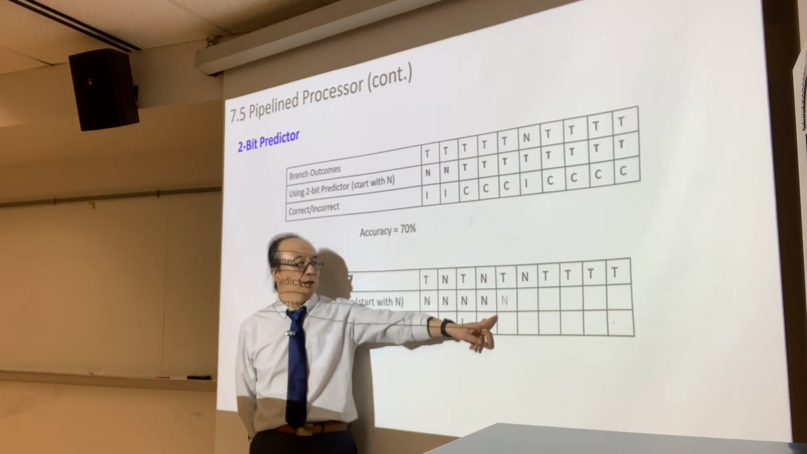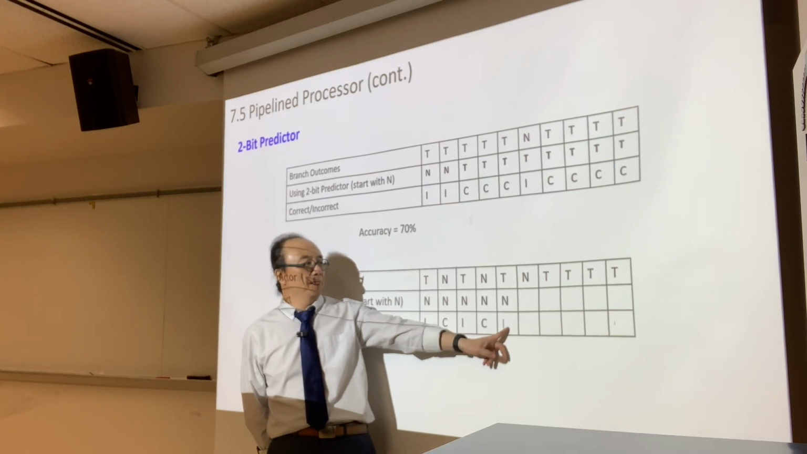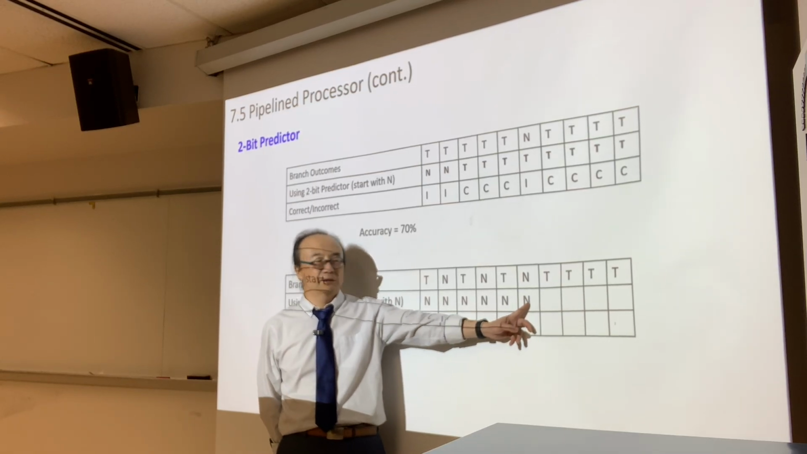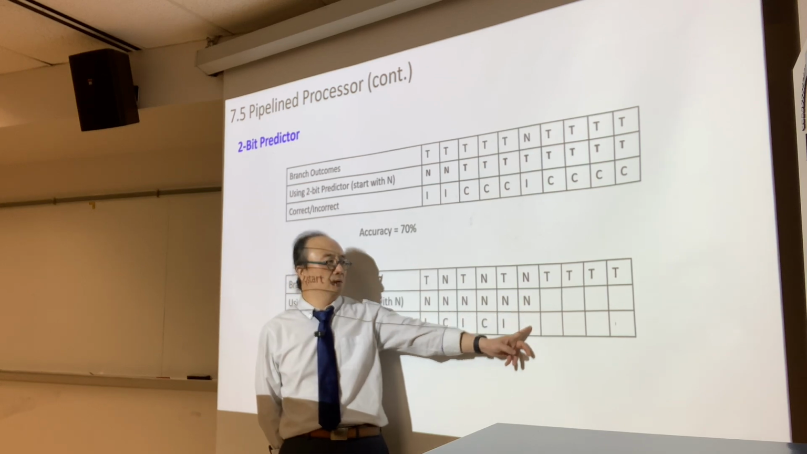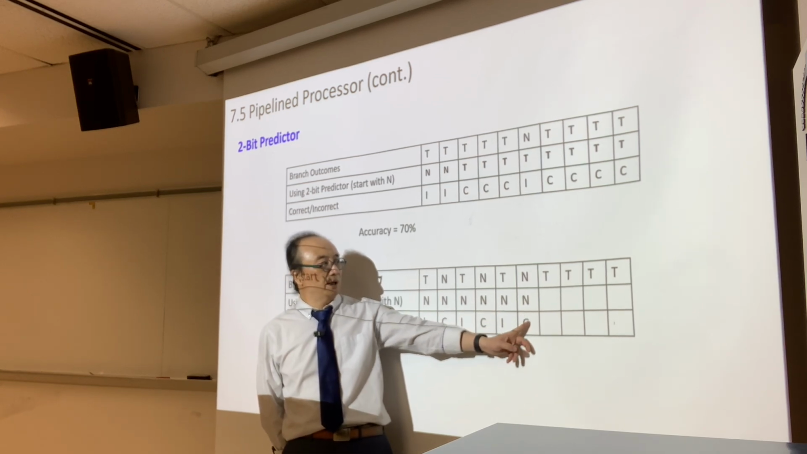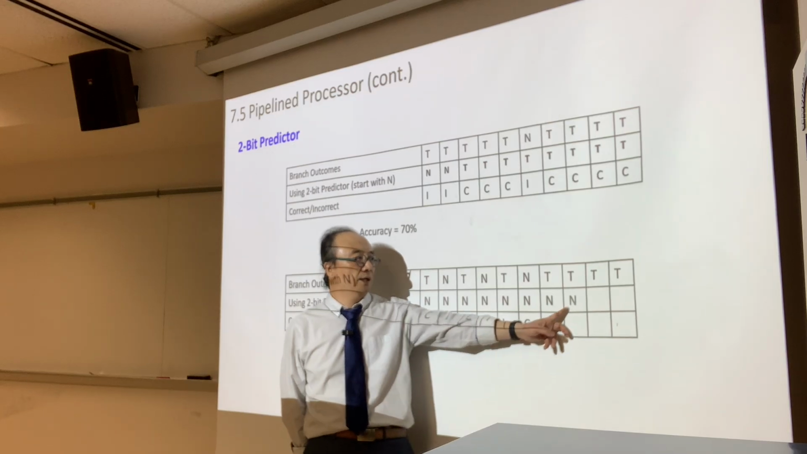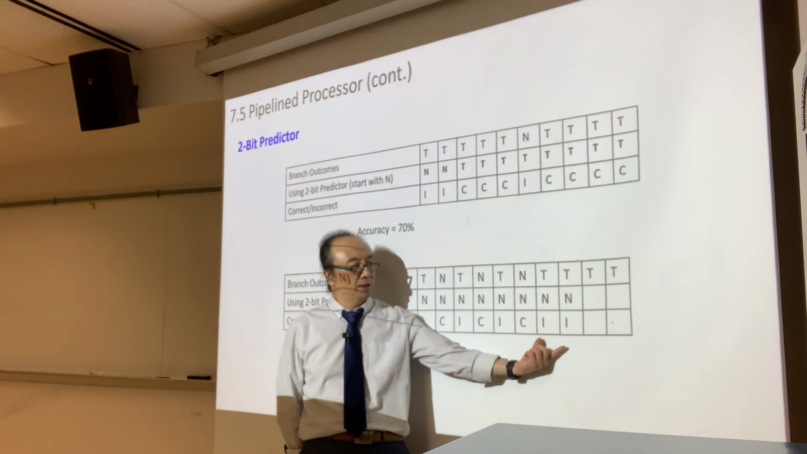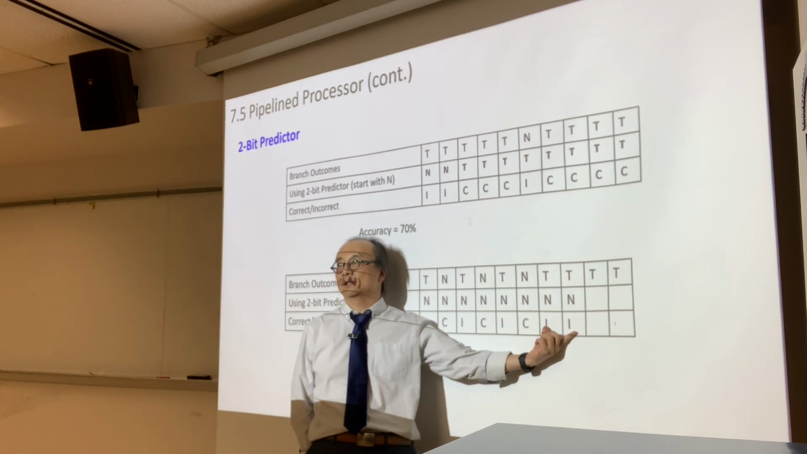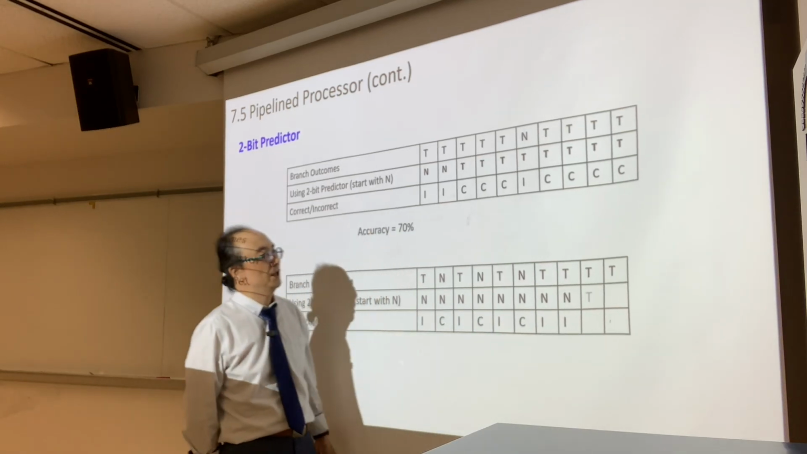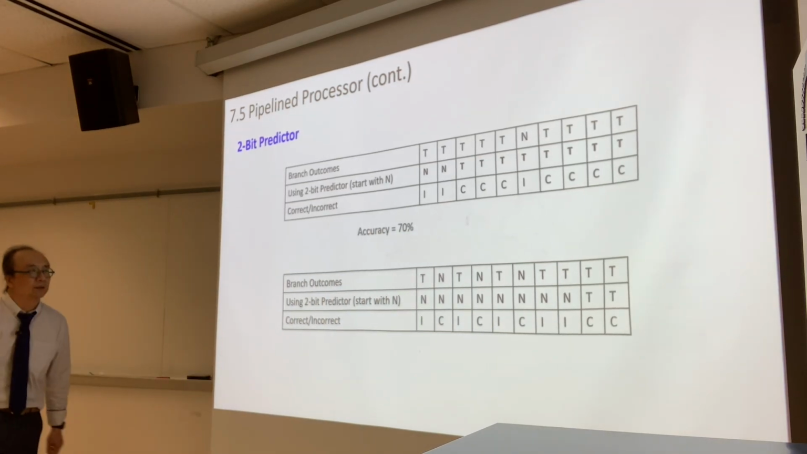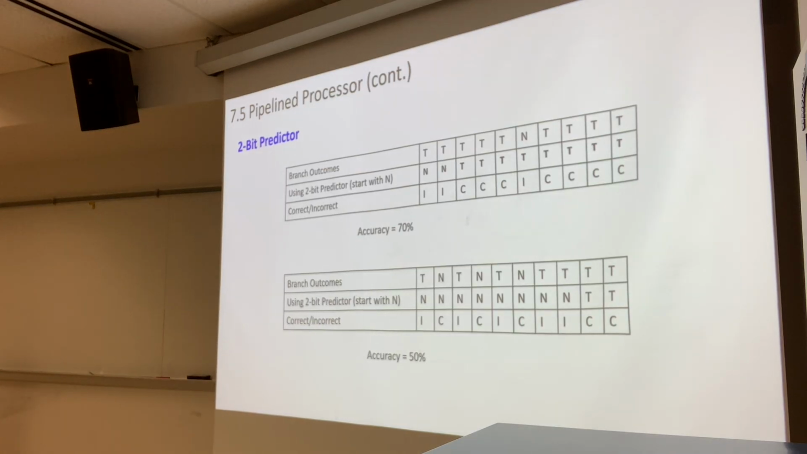Now it's correct. So I'm going to keep it again. And incorrect. But I have to keep it because it's not twice in a row. And so it's correct now. So I'm going to keep it. Incorrect. Incorrect. Now, because I have twice in a row, it's incorrect. So now I need to change to taken and taken. So in this case, the accuracy improves a little bit.